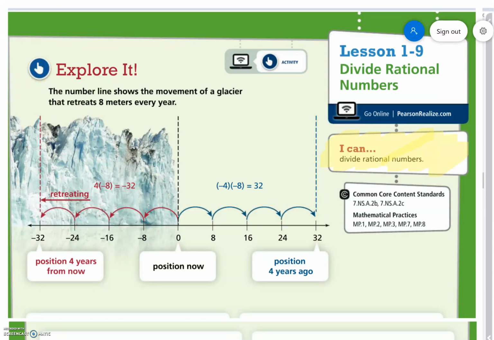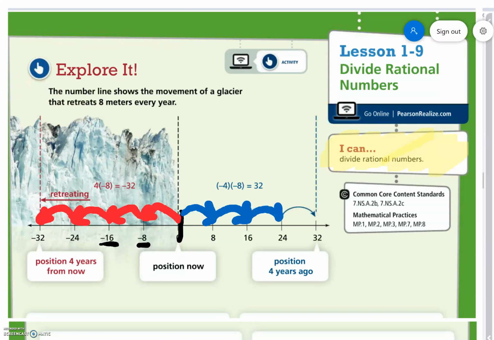The number line shows the movement of a glacier that retreats 8 meters every year. So we start at 0. That's our position now. In 1 year from now, it will have retreated 8 meters. In another year, it will retreat a total of 16 meters. We're retreating, we're going back, so it's negative. Then 24, then 32. But if we think about what it was in previous years, 4 years ago we had 8 more than we did before. 2 years ago we had 16 more, 24 more, and 32 more.